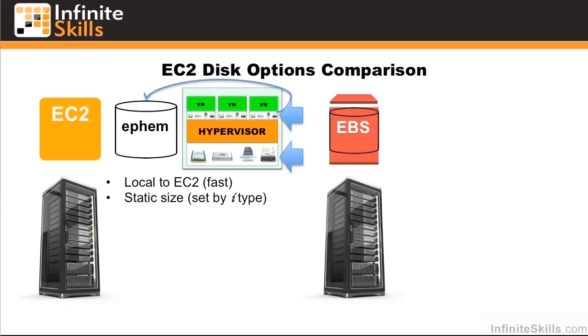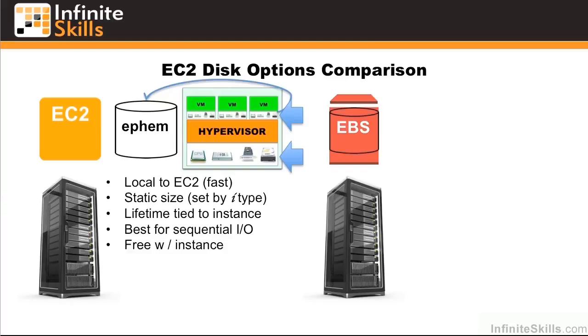The size is static, and it's set by the instance type. Generally, the larger instance you get, the larger ephemeral disk you get. Its lifetime is tied to the instance itself. There's no way to stop the ephemeral and store it off somewhere. It's optimized for sequential I/O. It comes free with your instance, and the user has to provision it.